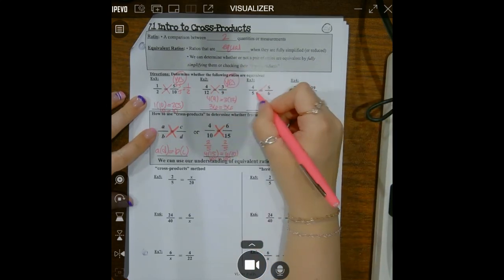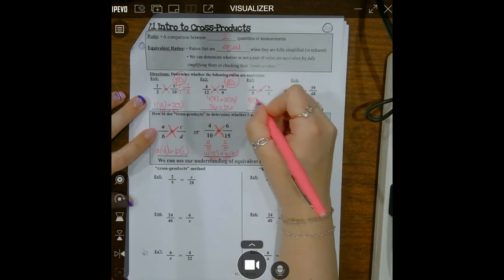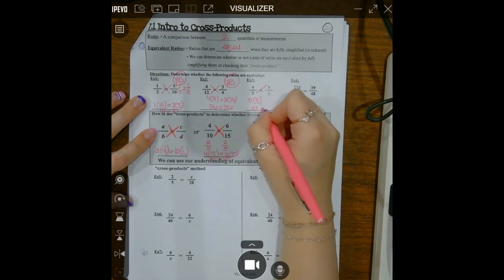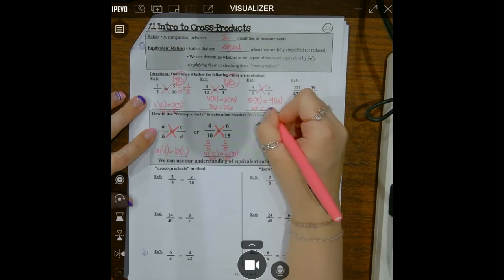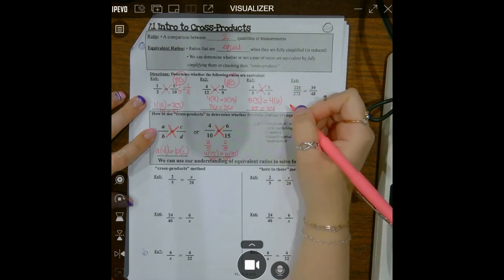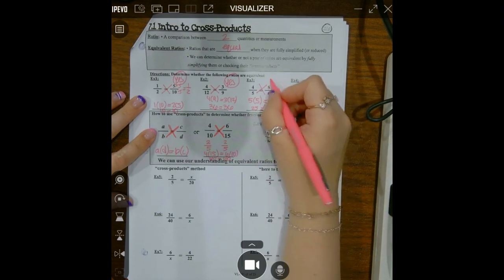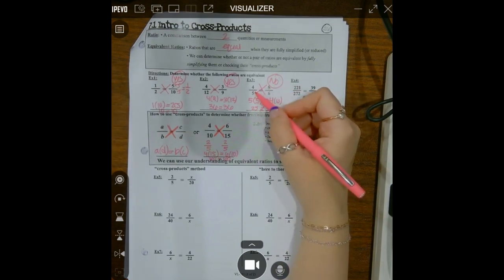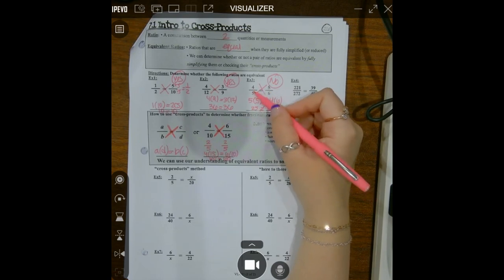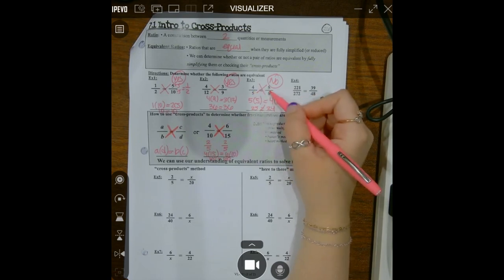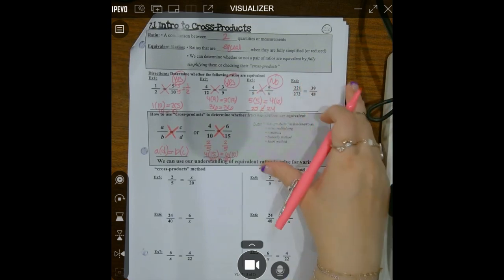And then this one, when I multiply, what's 5 times 5? 25. And set that equal to this times this. Well, what's 4 times 6? 24. So is the right equal to the left? Sure isn't. So then those two aren't equivalent ratios. When this reduces, it's not going to be equal to this, which you can kind of already tell because isn't this fully reduced? And isn't this fully reduced? And they're not equal to each other. So, duh, those aren't going to be equal.